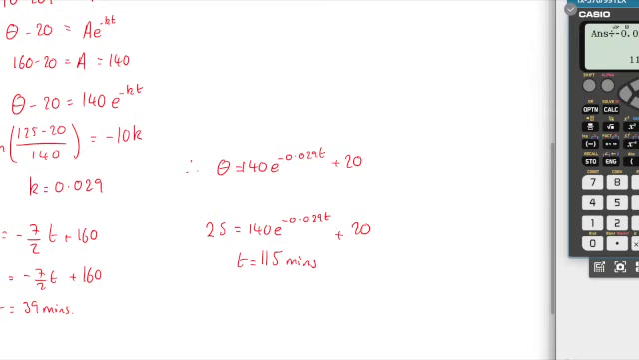So therefore, the difference is that answer take away 38.6, which is 76.3.